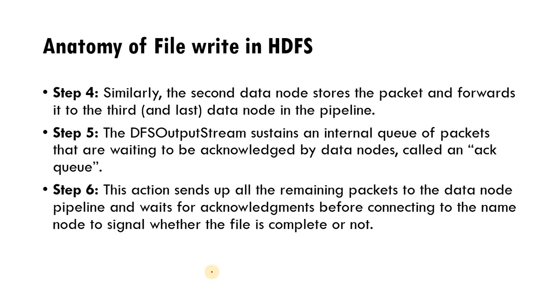Now step 4: similarly, the second data node stores the packet and forwards it to the third node in the pipeline, and the DFS output stream maintains an internal queue of packets that are waiting to be acknowledged by data nodes, called the ACK queue. This action sends all the remaining packets to the data node pipeline and waits for acknowledgement before connecting to the name node to signal whether the file is completed or not.